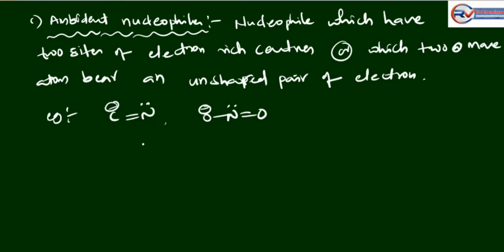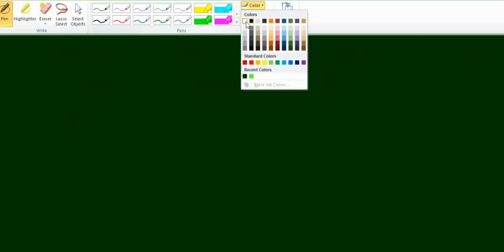Next term is amphiphiles. What is an amphiphile? A molecule containing a multiple bond between a cation and a more electronegative atom, which can act as both electrophile and nucleophile, is called an amphiphile.